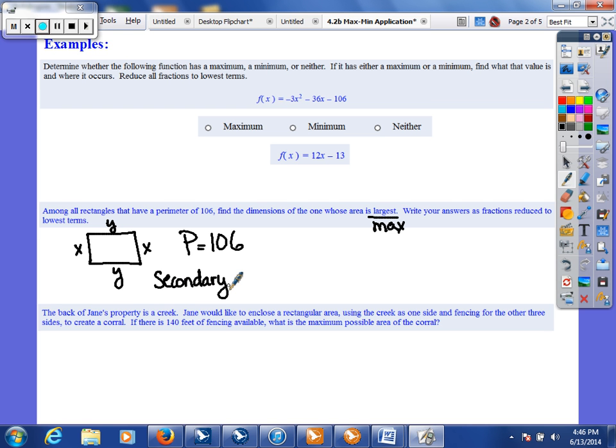Now, how do I find the perimeter of a rectangle? Hopefully you remember it's the sum of all the sides. And so in this case, I have x plus x, which is 2x, and y plus y, which is 2y. So the perimeter is 2x plus 2y, and that should equal 106. And we could reduce this by dividing everything by 2 if you wanted to. That'd be fine. This right here is called our secondary equation. It's something we know something about, and we're going to end up using it in the primary equation.